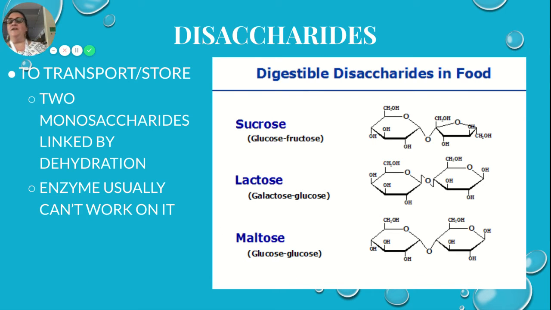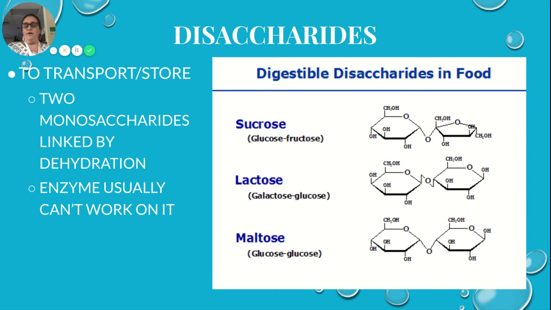Then we move on to disaccharides. Disaccharides are put together mainly to transport or store our sugars. Usually because the enzymes can't work on them to break them down. And so they're easy ways to hold on to sugars until we're ready to use them.